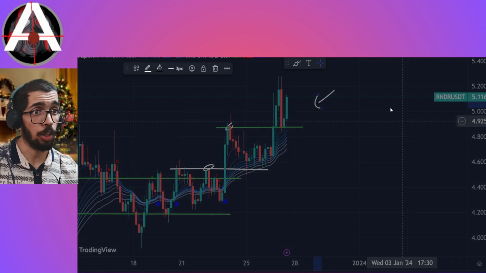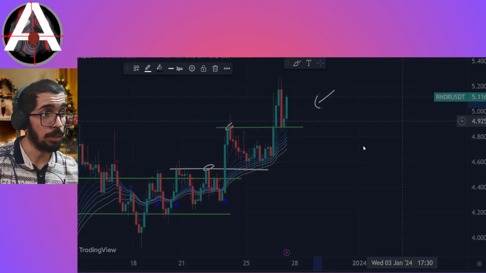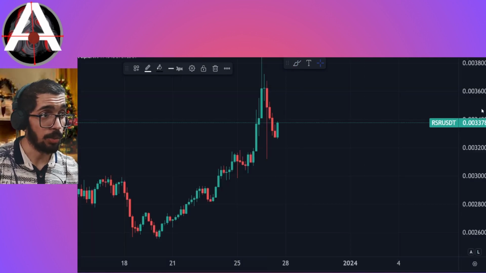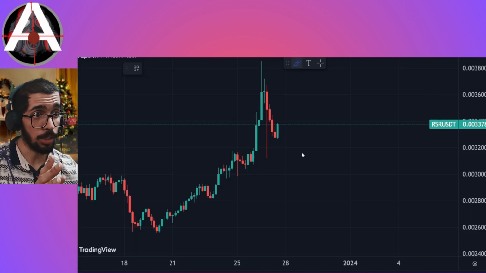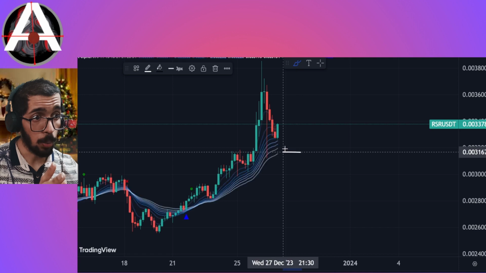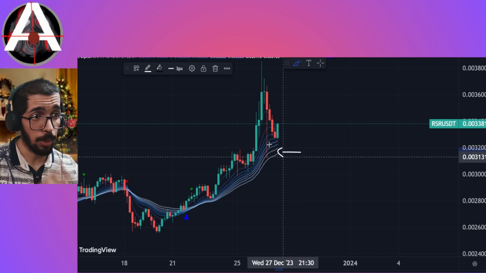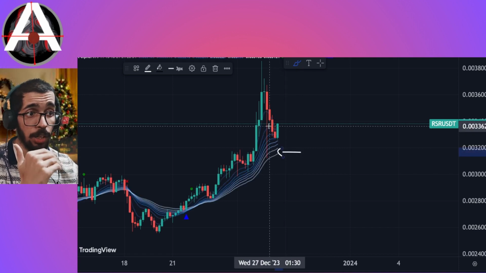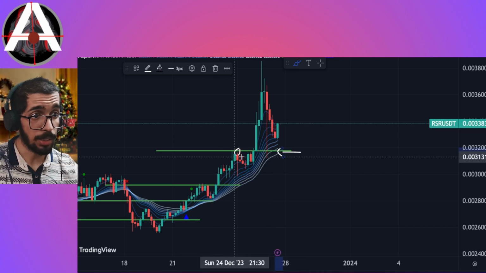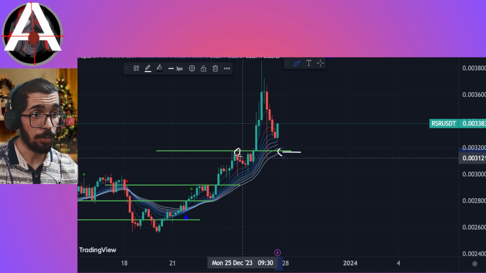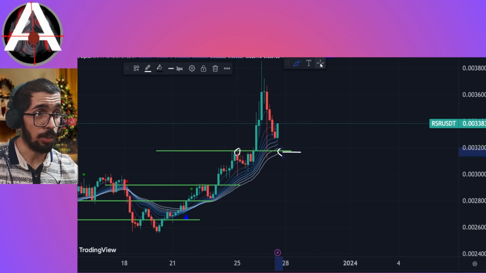Okay, so now let's talk about your next coin, which is RSR. Your RSR also is having this perfect wick. If you see here, you see the perfect wick over here, right? You can see the perfect wick. There's more buying pressure on RSR. Right now this is the previous high of RSR. So this coin also I would enter.